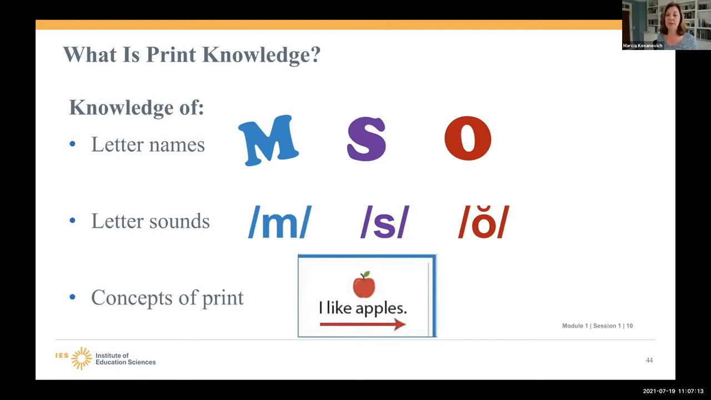When you see the symbol above the vowel that looks like a smile, say the short sound for that vowel. If you see a line above the vowel, say the long sound or its name. Understanding concepts of print means being aware of the difference between letters and other symbols. Concepts of print is also the understanding that we read from left to right and that the words on the page, not the pictures, convey the meaning.